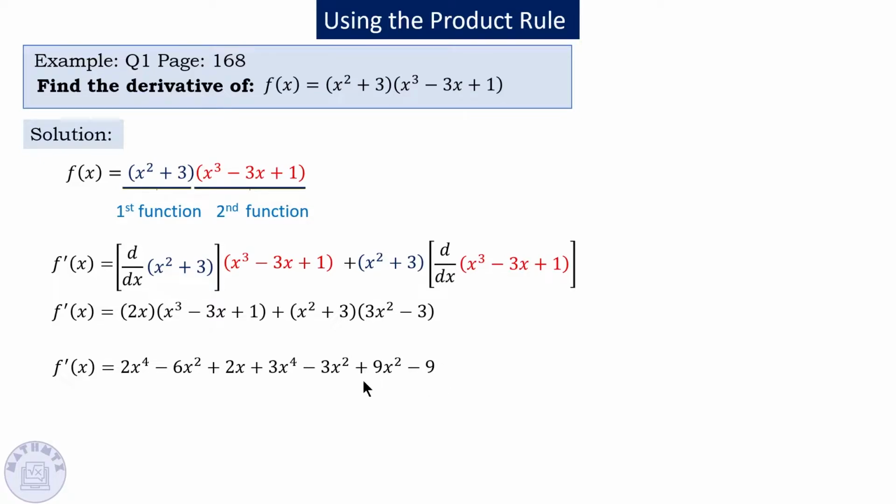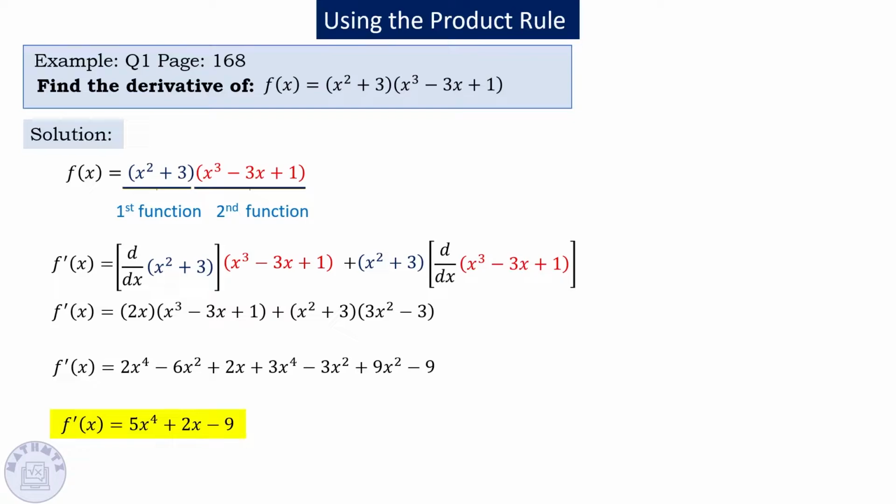Now we combine like terms. So for power 4 you have 2 and 3. This will be 5x power 4. And for power 2 you have negative 6 minus 3. This is minus 9 plus 9 will cancel out, and you'll be left with 2x minus 9.